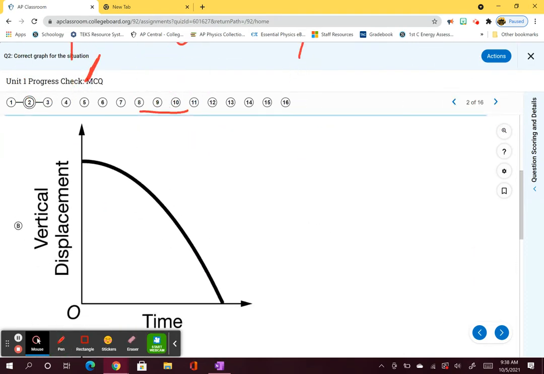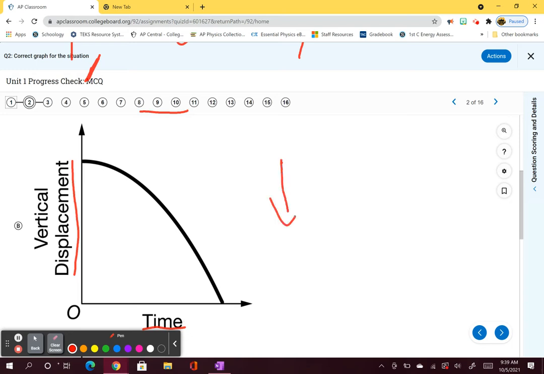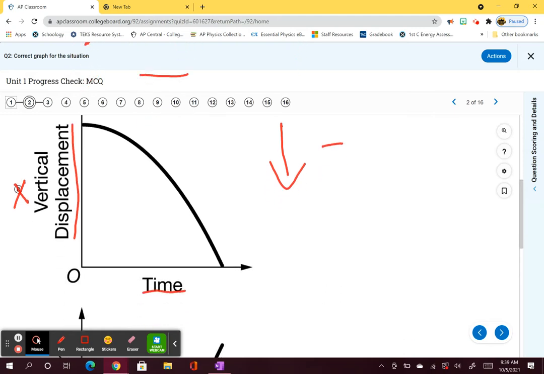B. Let's look at B. So again, it is a displacement versus time graph, the right graph. And it is going down the graph, so that is a negative direction. And we need a positive one, because it says that the positive direction is down.